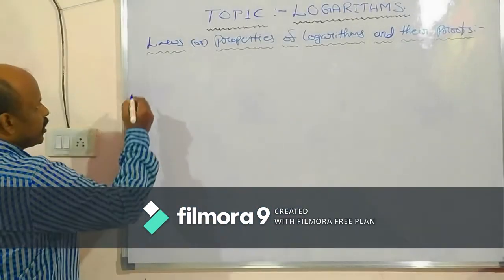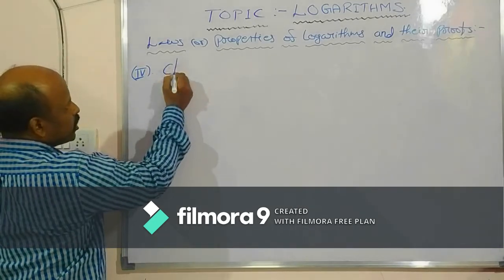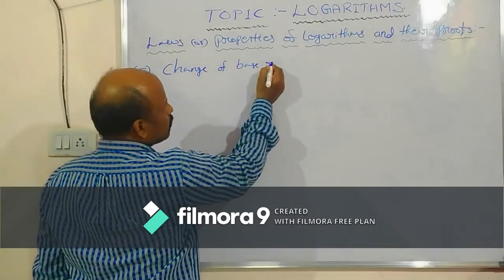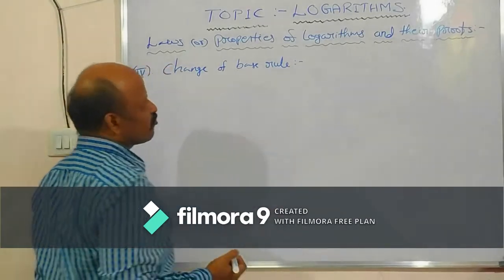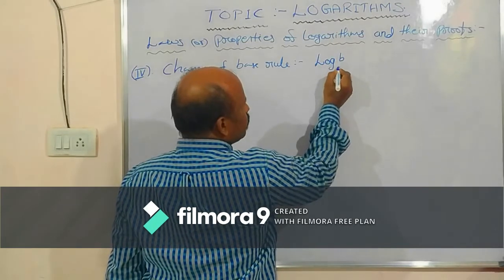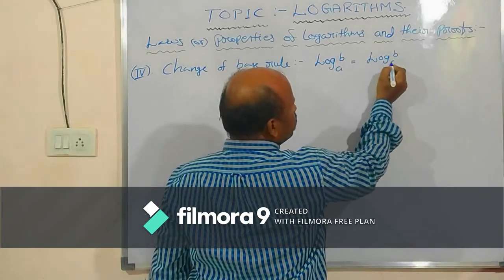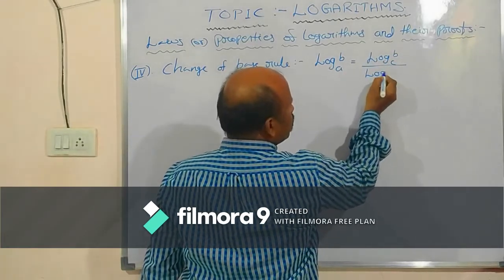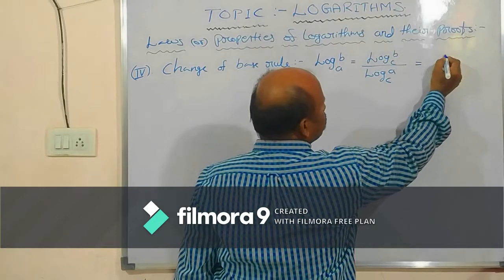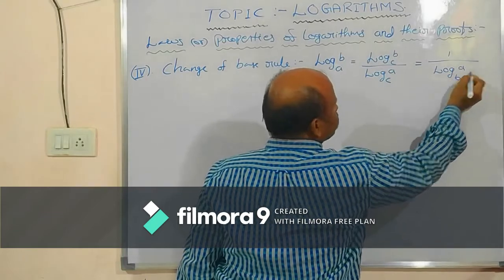So, I am going to write over here rule number 4. What is rule number 4 here? Change of base rule. What is change of base rule here? Log b base a is equal to log b base c by log a base c, also is equal to 1 by log a base b.